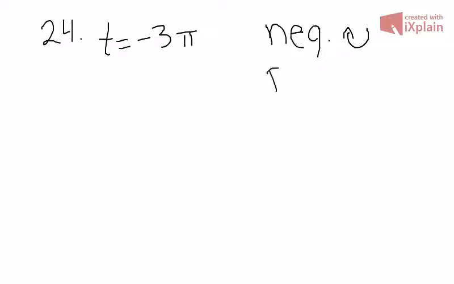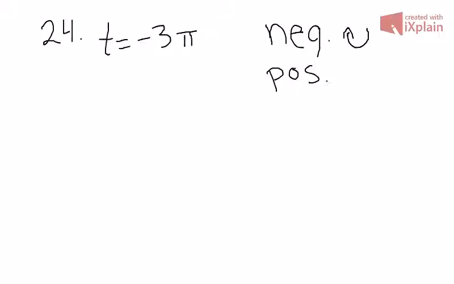Alright, so let's get started on number 24. Our goal here is to find the terminal point. Again, that terminal point is the xy value on the unit circle. They're going to give us a t value. Remember, t is kind of how far we go on the unit circle.